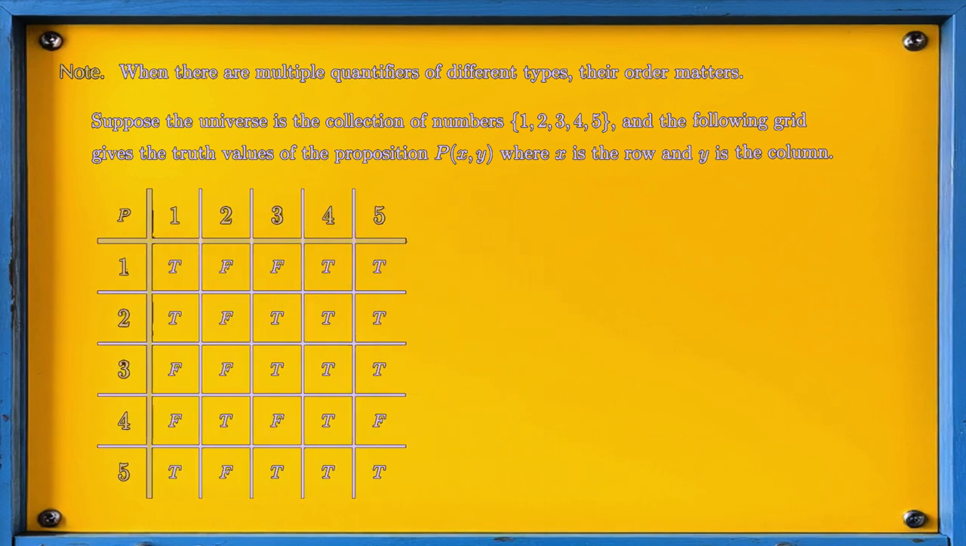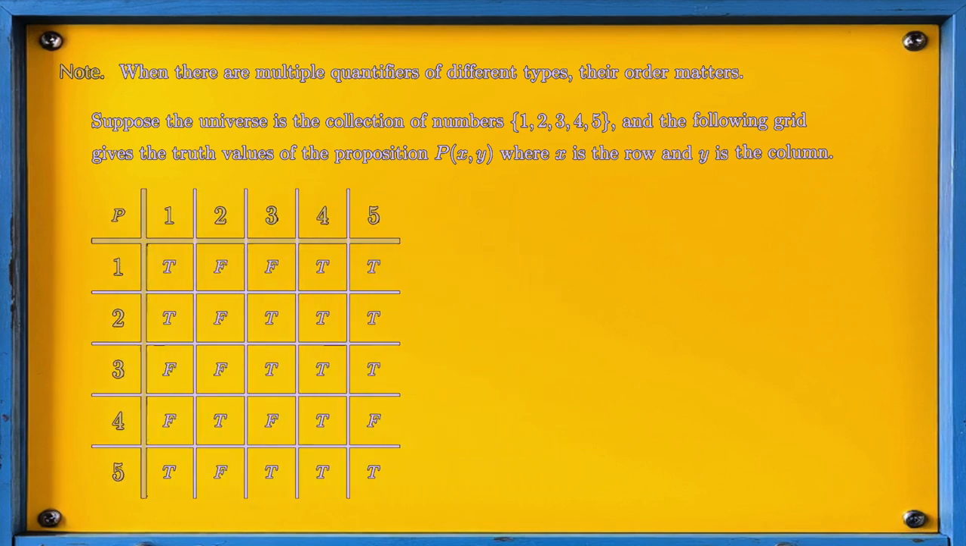Let's start off by investigating the proposition for all x there exists a y such that P(x, y). The universal is attached to the x variable, so we see that for every single row, we must find at least one column with a true value.